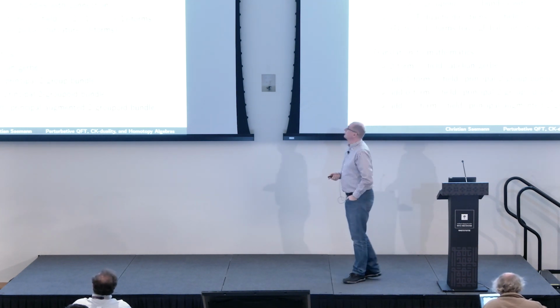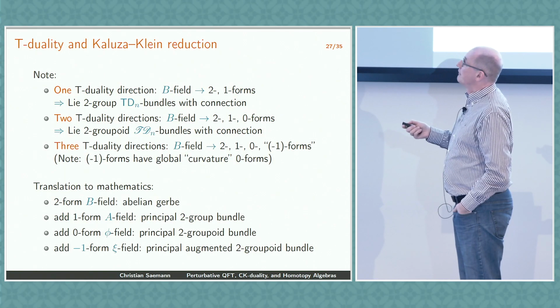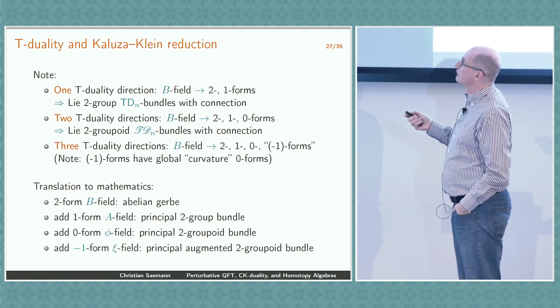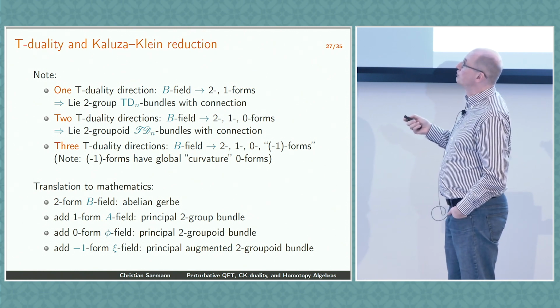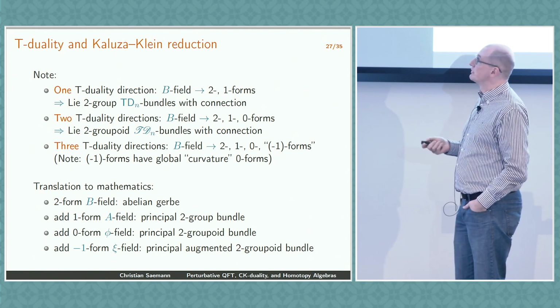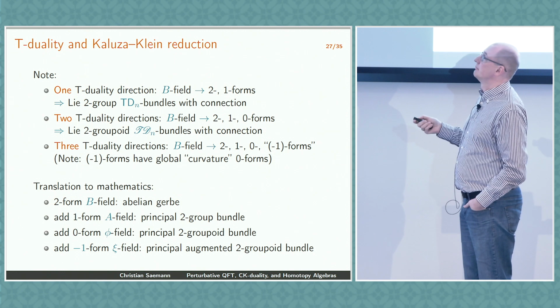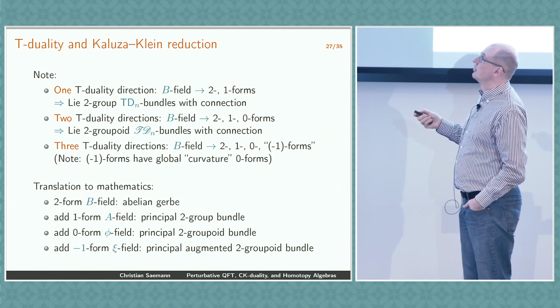Okay, so if we regard it as Kaluza-Klein reduction, let's become a physicist, and we have a B field. If I do one T-duality, so one-dimensional reduction, I get 2-forms and 1-forms. But if I do two T-duality directions, of course, the B field produces 2-forms, 1-forms, and 0-forms. So I have to do something more. And what can I do more? Well, instead of just having a principal 2-bundle, which will give me 2- and 1-forms, I need a Lie 2-groupoid bundle, which will give me automatically 2-, 1-, and 0-forms, right?